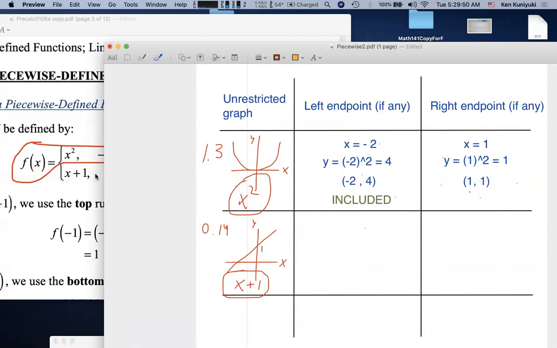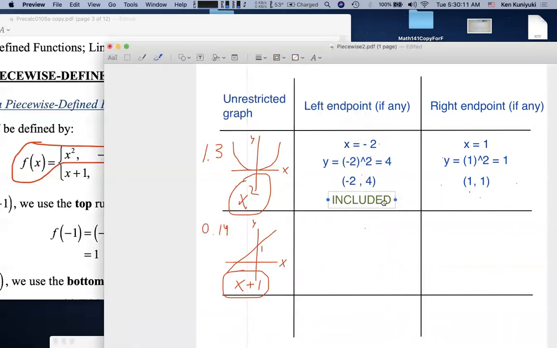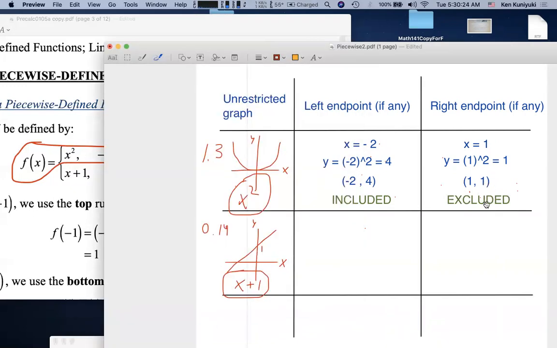But now wait a minute. X equals 1, look at that parenthesis, look at the lack of a bar there. We have a strict inequality. X equals 1 is technically not in the subdomain up here, this first subdomain. So the right endpoint, for now, is excluded from this first piece of the graph. The first subdomain just barely misses x equals 1. 1, 1, that right endpoint is excluded.